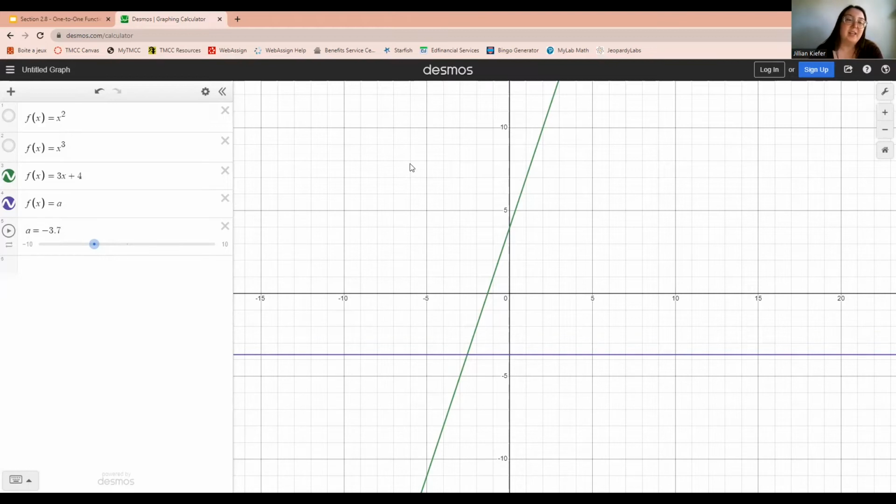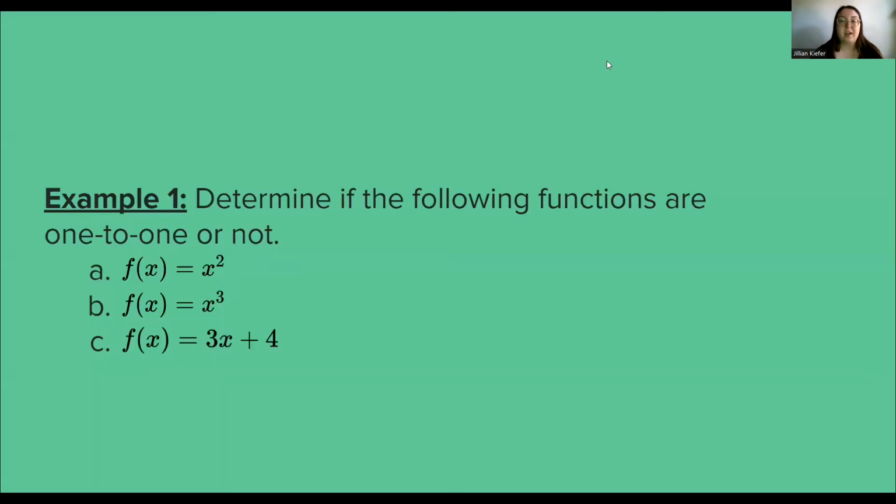All right, that finishes up example 1. Let's head on back to the lecture. We took a little peek at what one-to-one looks like on graphs and how to use that horizontal line test. So we finished up example 1.